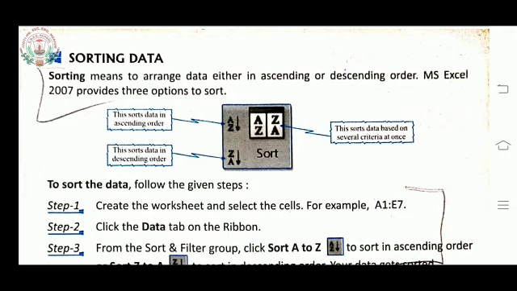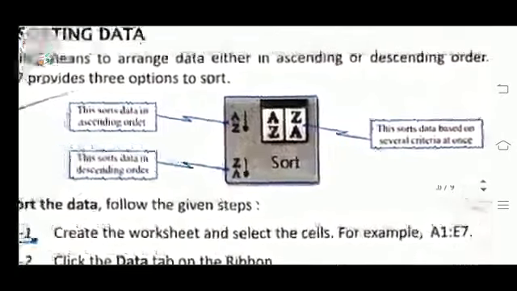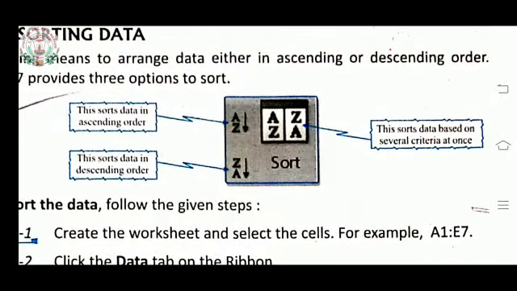Generally people are using ascending order only. Arranging A to Z is ascending order, and arranging Z to A is descending order. So let us see what is written here. A to Z with a down arrow sorts data in ascending order. And Z to A with a down arrow sorts data in descending order.